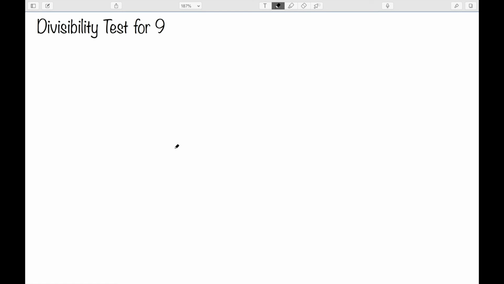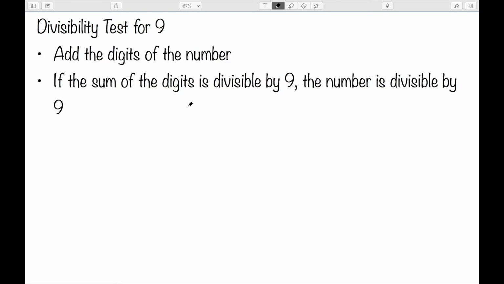Next, let's look at the divisibility test for 9, which is very similar to the divisibility test for 3. For 9, if the sum of the digits is divisible by 9, then the number is also divisible by 9. So this is very similar to my test for 3. And to see why this is the valid way to see if a number is divisible by 9, we can use the exact same argument we did for the divisibility test of 3.